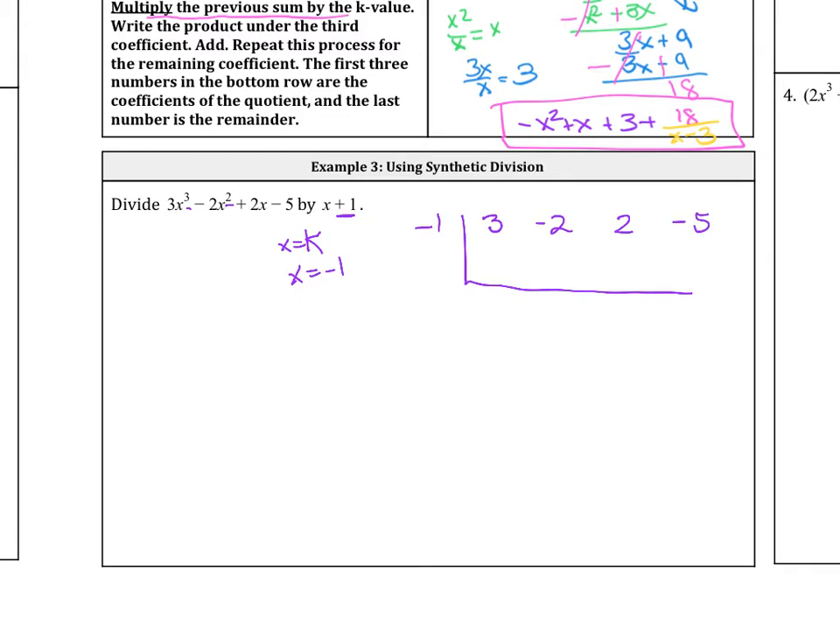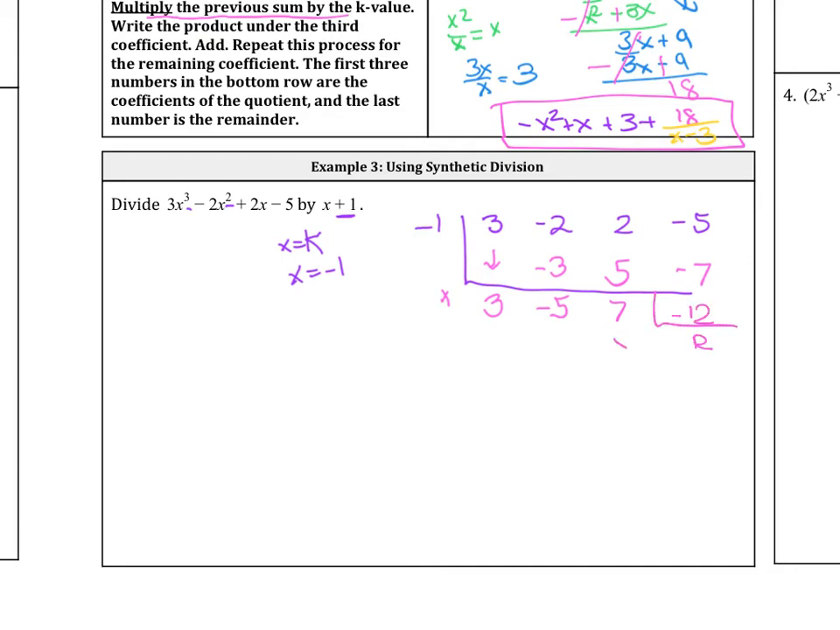The very first step is you always just bring down this first term. The first term is 3. Now, after you do that, then it's just multiplying and adding until you're done. So 3 times negative 1 is negative 3. Negative 2 plus negative 3 is negative 5. Negative 1 times negative 5 is positive 5. And then you have 2 plus 5, that is 7. 7 times negative 1 is negative 7. Then you add this, negative 5 minus 7 is negative 12.